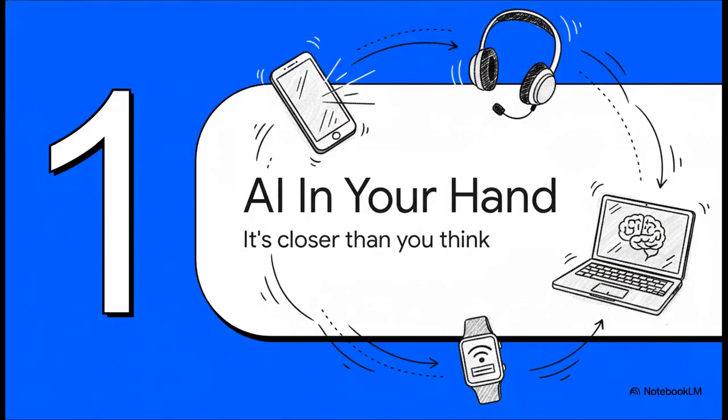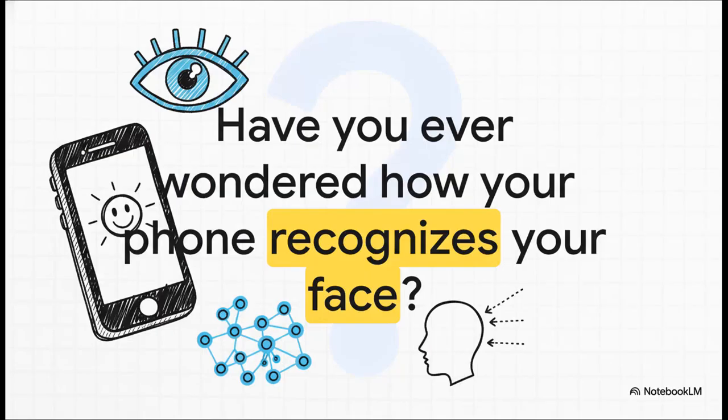And the best place to start? It's probably with something that's in your hand or maybe your pocket right this second. I mean, have you ever really thought about it? You just look at your phone and poof, it unlocks. It's so smooth, it almost feels like magic, right? But how does it really know it's you? And not, say, your brother?